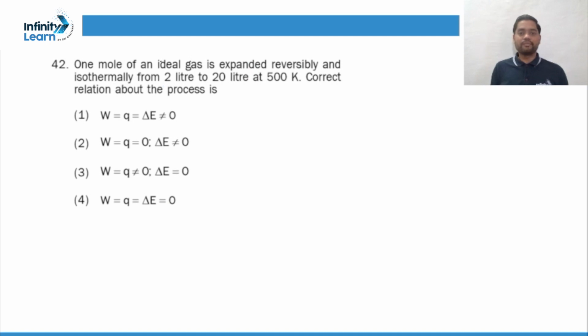Okay. 41. 1 mole of an ideal gas is expanded reversibly and isothermally from 2 liter to 20 liter at 500 Kelvin. Which is the correct relationship about the process? So it is expanded isothermally and reversibly. That means delta T is equal to 0. And if change in temperature is 0, internal energy change is equal to 0. Since internal energy change is equal to 0, this cannot be the right answer.